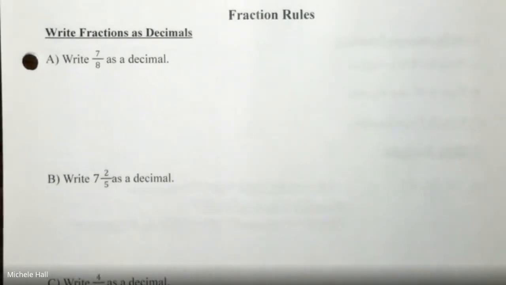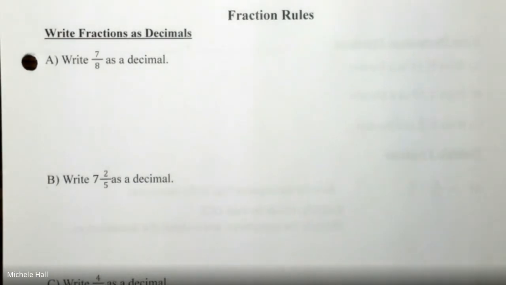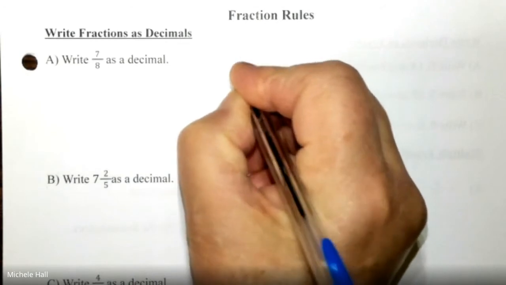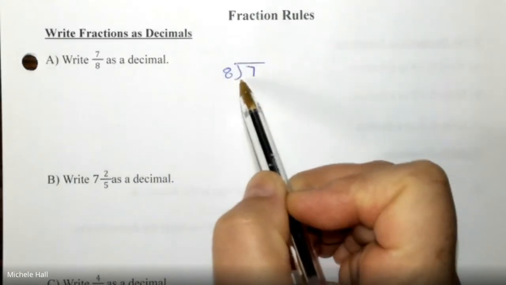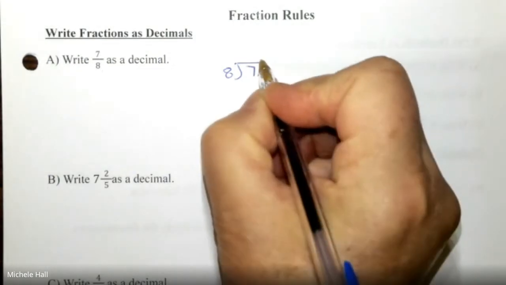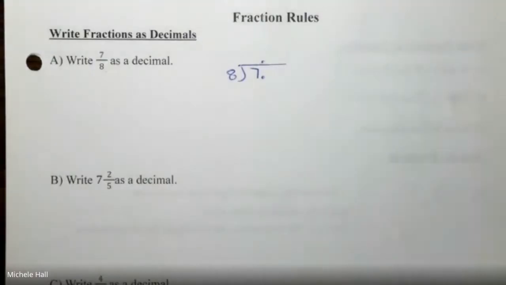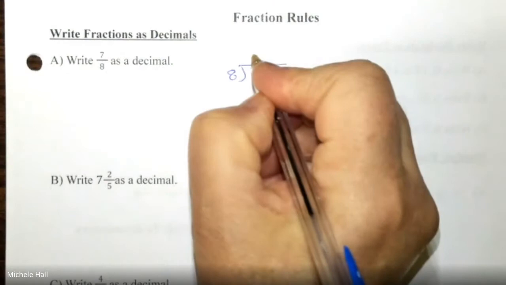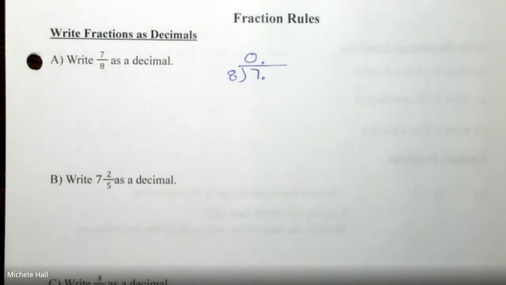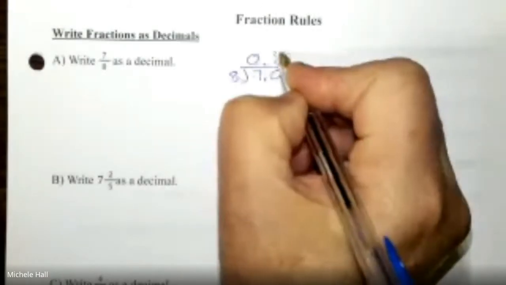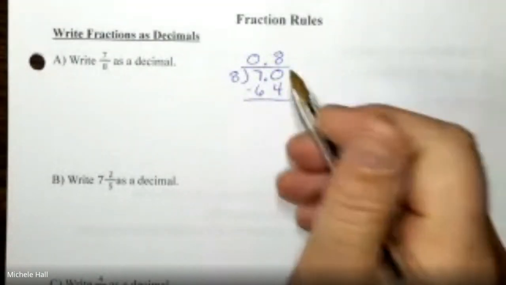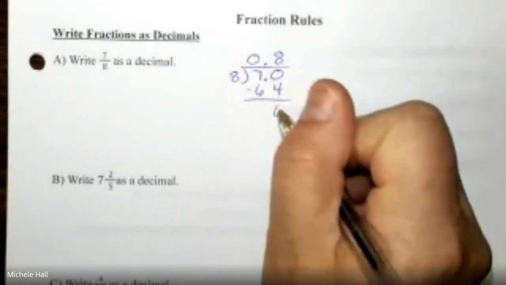It says write 7/8 as a decimal. What's another way to say 7/8? 7 divided by 8. Then we put our decimal in, we bring it up. 8 cannot go into 7, so I put a 0 above the 7 to hold that place value. There are no whole numbers for 64. 8 times 8 is 64. 70 minus 64 is 6, so I'm putting it under this number.